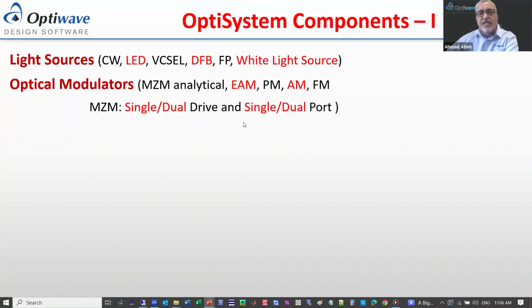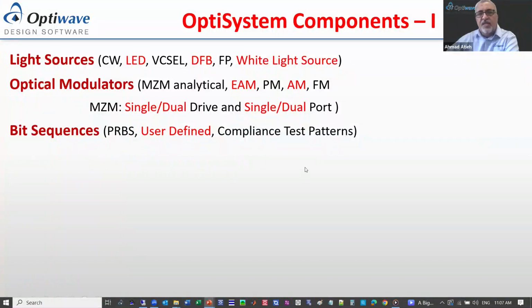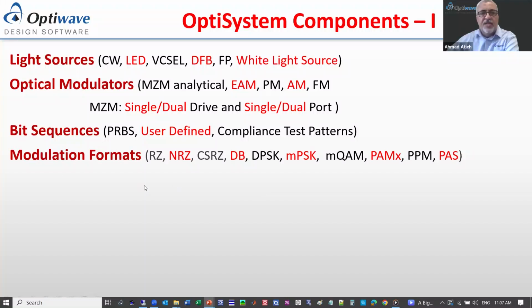Modulators: there are optical modulators and electrical modulators, which can use either analytical or measured information. You can have a Mach-Zehnder modulator with single drive or dual drive, or single port or dual port. So there is lots of flexibility, electro-absorption modulators as well. There are bit sequence generators, also with compliance test patterns and modulation formats. We support almost all modulation formats in the field, from return to zero to advanced modulation.